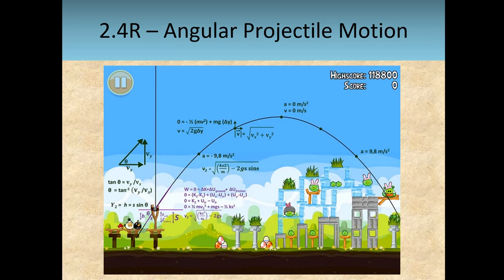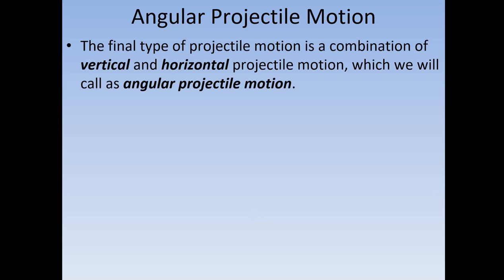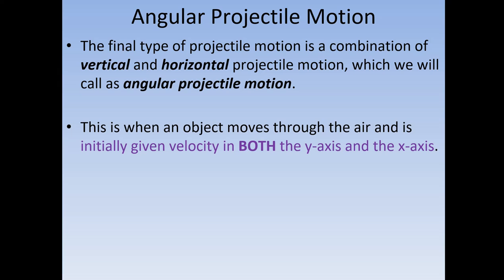Everyone, this is going to be the very last type of projectile motion, called angular projectile. Basically, it's a combination of both horizontal projectile and vertical projectile, all at the same time. So we're going to end up having to do a little bit of both of what we did before.